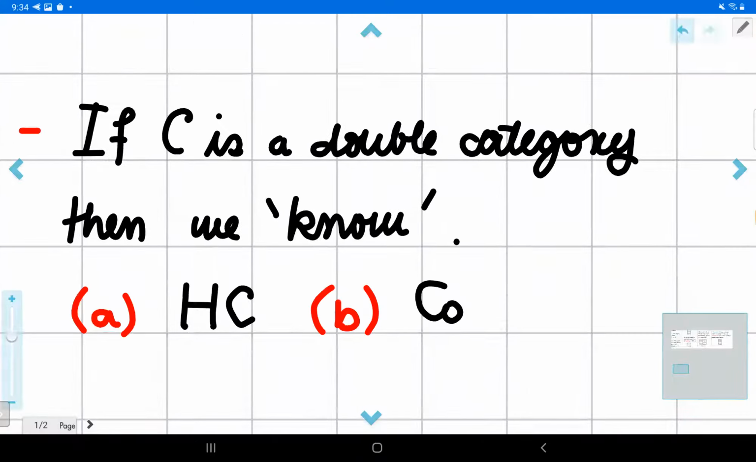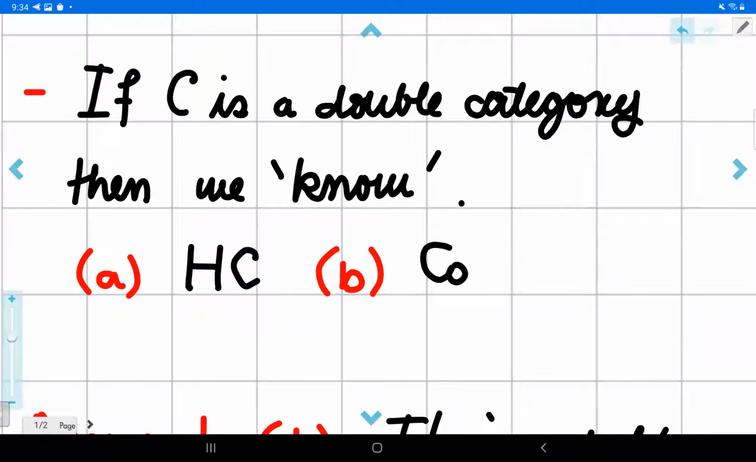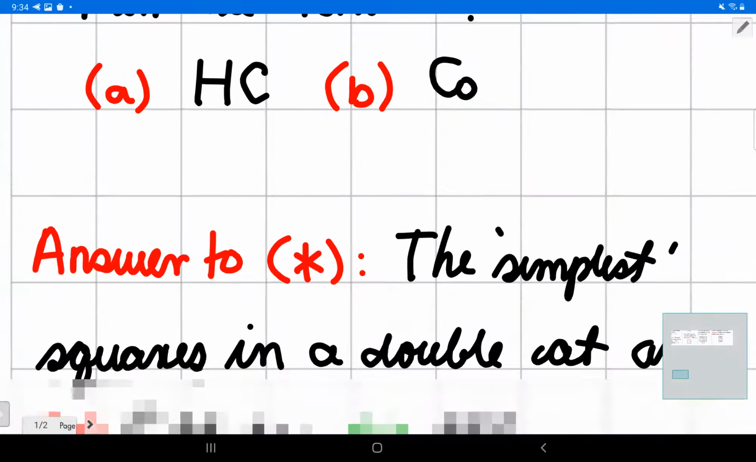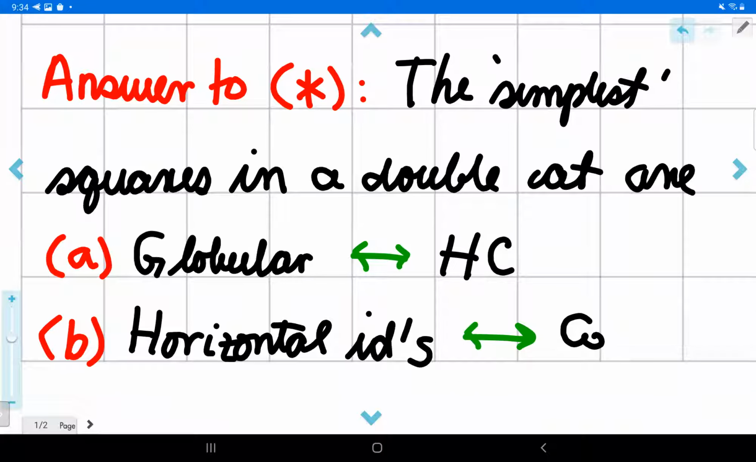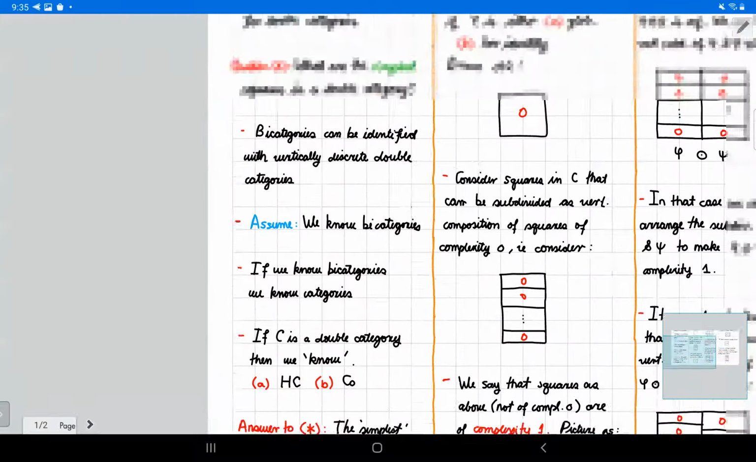Now if C is a double category, then if we know bicategories, then we know the horizontal bicategory HC of C, and we know the category of objects C0 of C. With this assumption that we know everything we need to know about bicategories, we can have an answer to this question of what are the simplest possible squares in a double category. The simplest squares in a double category are the ones that we know everything about. So globular squares, which are the ones corresponding to the horizontal bicategory of C, and horizontal identities, which are the ones corresponding to the category of objects C0 of C.